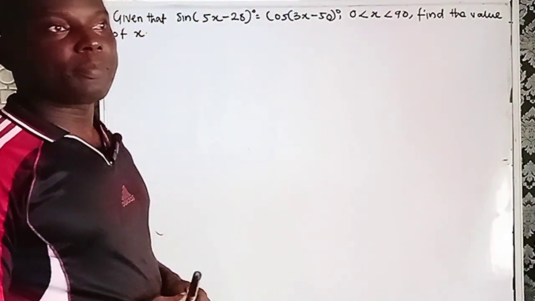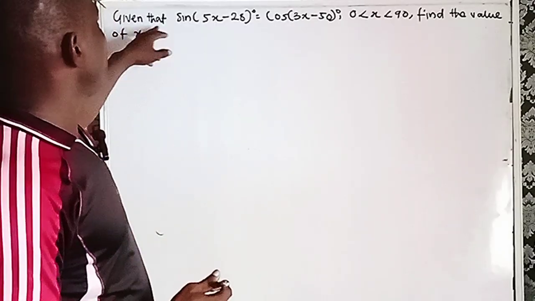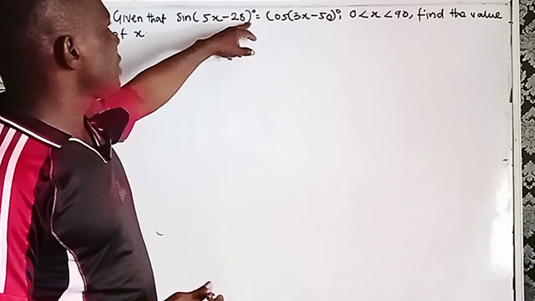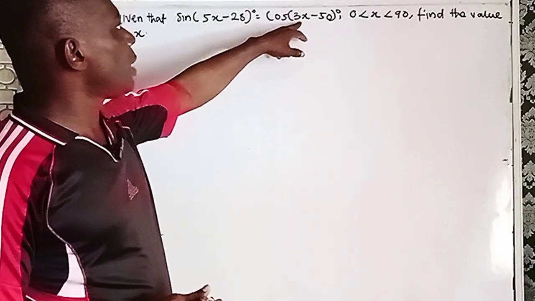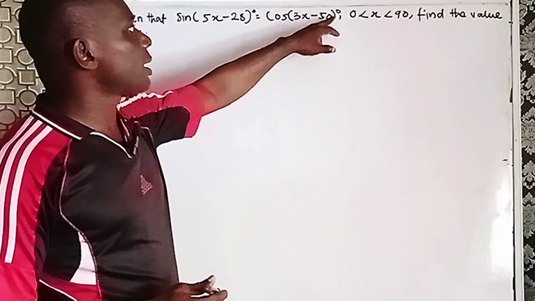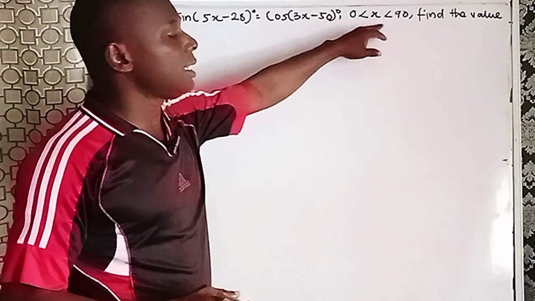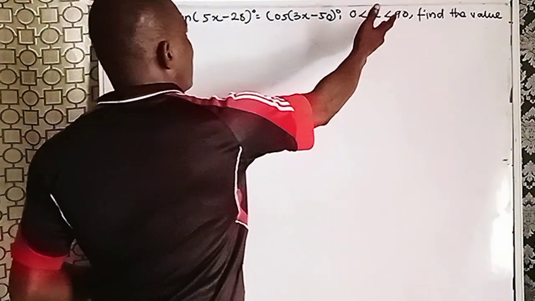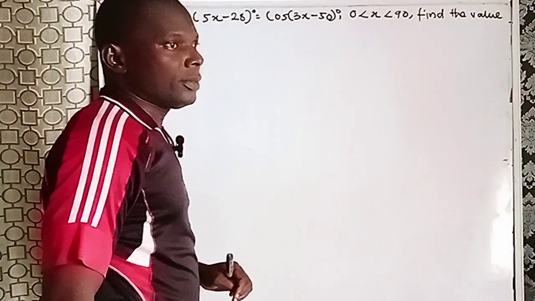In this virtual class, we'll be looking at these questions on trigonometric ratio. Here we have given sin(5x - 28) = cos(3x - 50). The value of x that satisfies this equation is less than 90 but greater than 0.